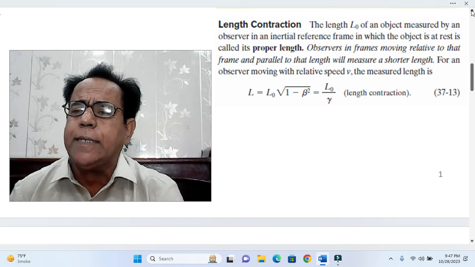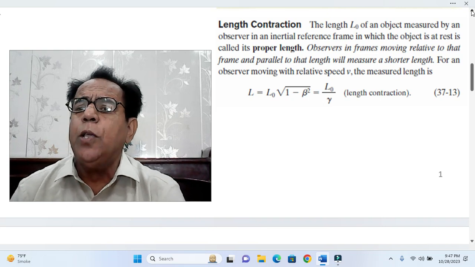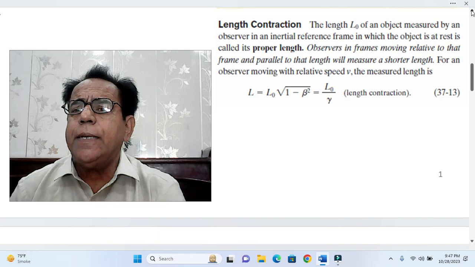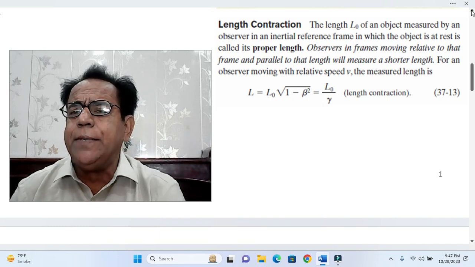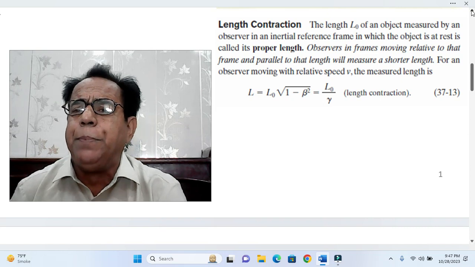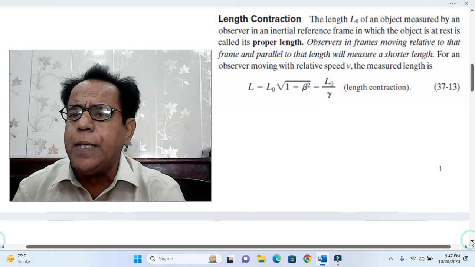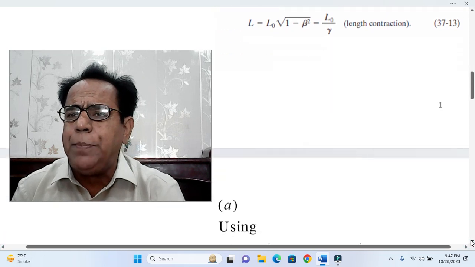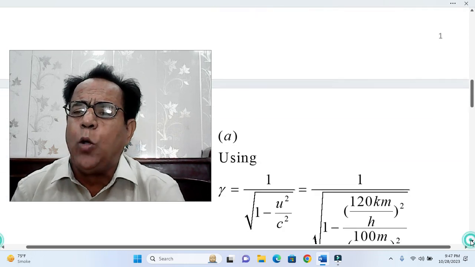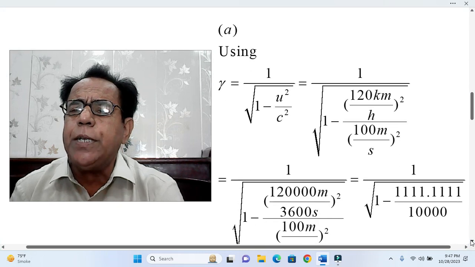Length contraction is written within the bracket. Here, dear students, beta is v over c. Beta is called the speed parameter, gamma is called the Lorentz factor. Now we come towards the solution in a formal manner.